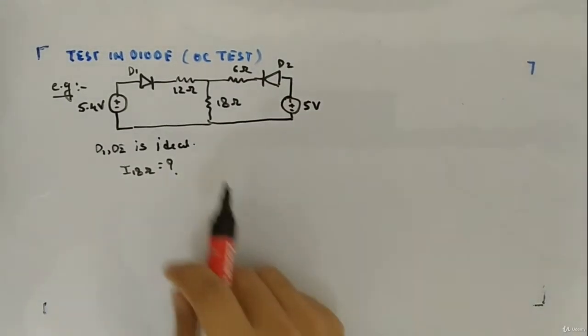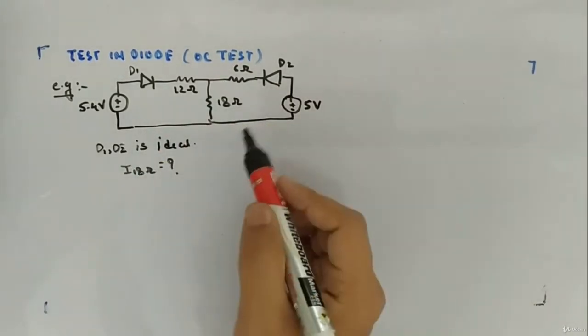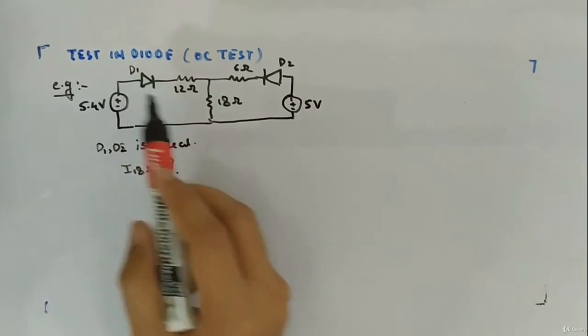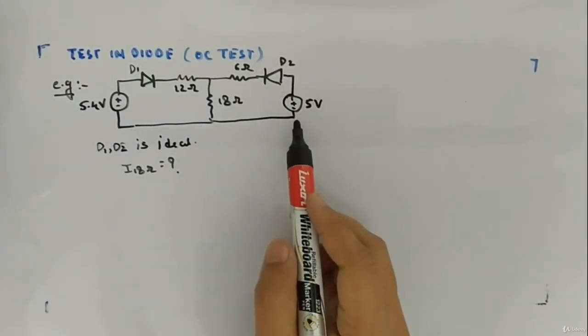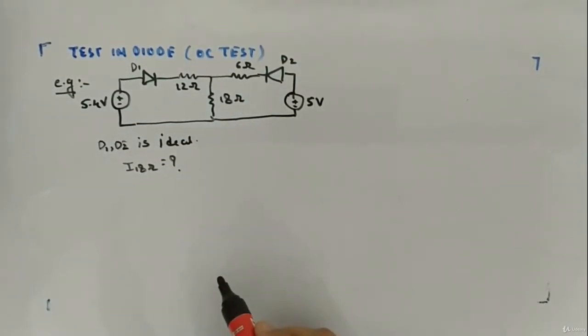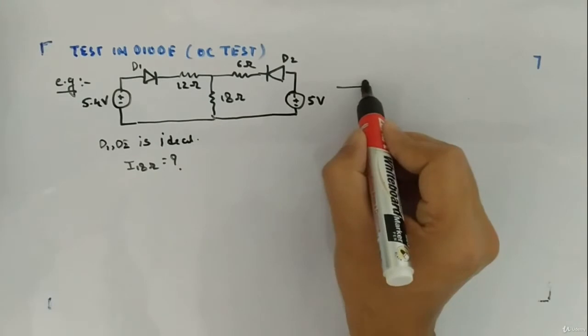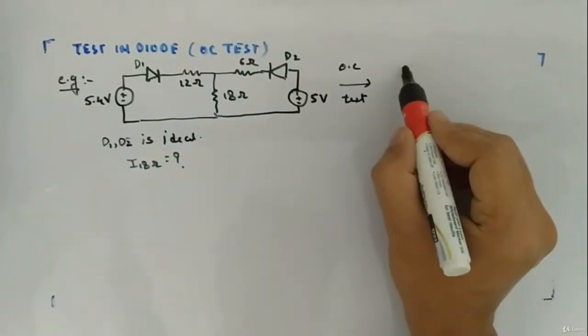Okay, let's look at the same example we have seen before in the short circuit test. So this was the example: 5.4 volt, diode D1, 12 ohm, 18 ohm, 6 ohm, D2 and 5 volt. We will calculate the current across this 18 ohm resistor. So again we will apply the open circuit test, and we will assume both of them to be open.